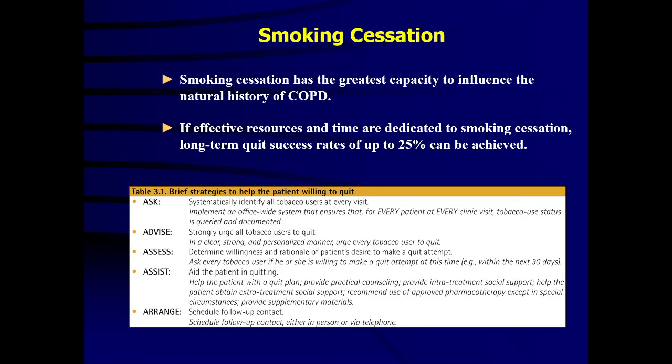As we said, smoking cessation is the most important step in stopping the progression of the disease, the COPD. We have to adopt these 5 A's. We have to ask any patient who came to our clinic, even if his disease is not related to smoking, whether he is a smoker or not. We have to advise him to quit smoking, even if his disease is not related to smoking. We have to assess his ability to quit smoking.